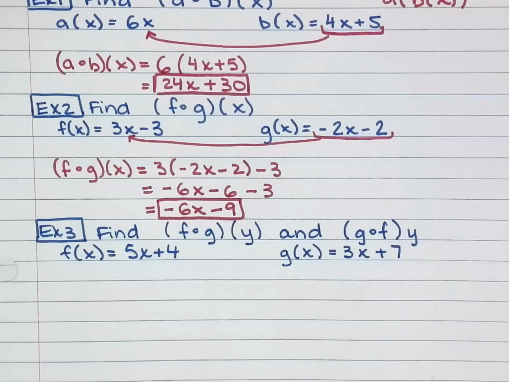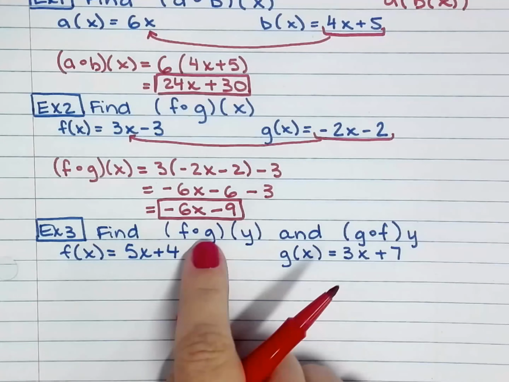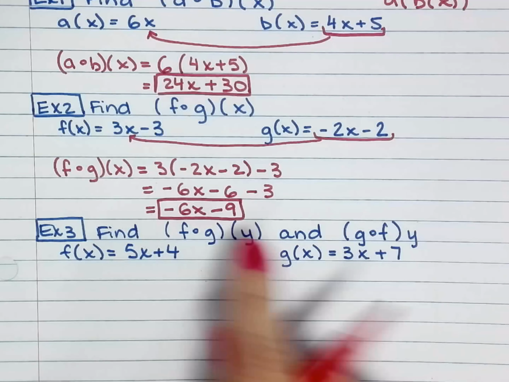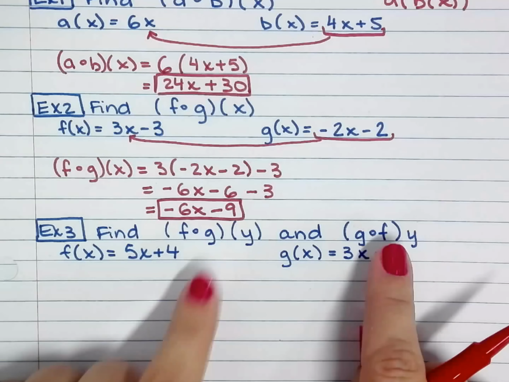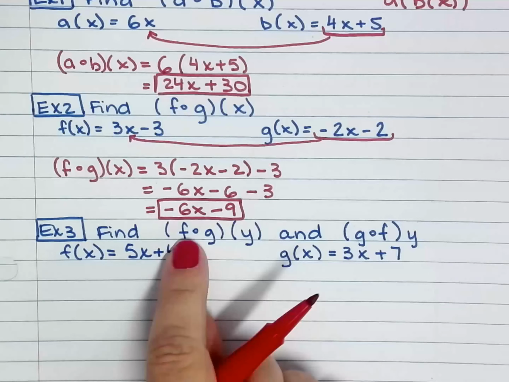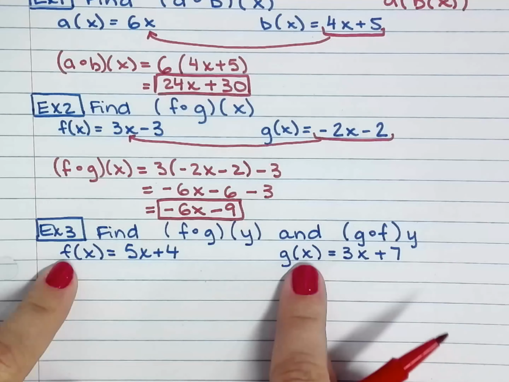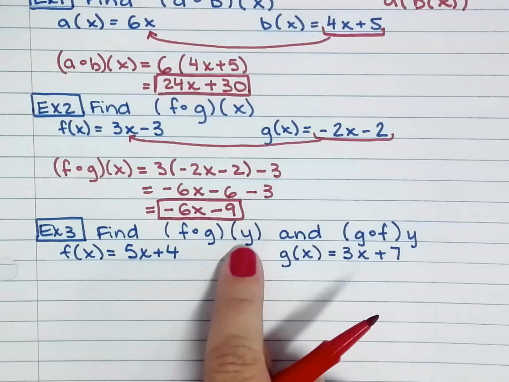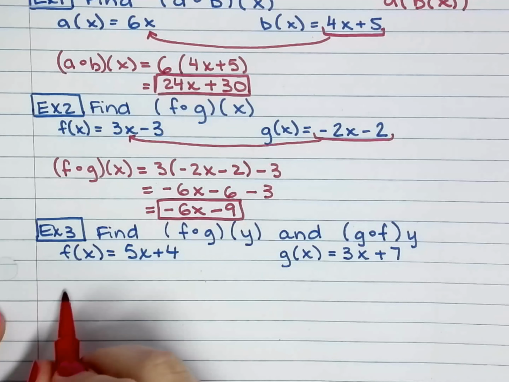Notice the last one. We have F is composed with G of Y. And then you also need to find G is composed with F of Y. So notice that the order here matters. This one, the F of X function is composed with G of X function. But what is that Y doing there? We will talk about it when we get there. But we're going to go through the process that we know of.